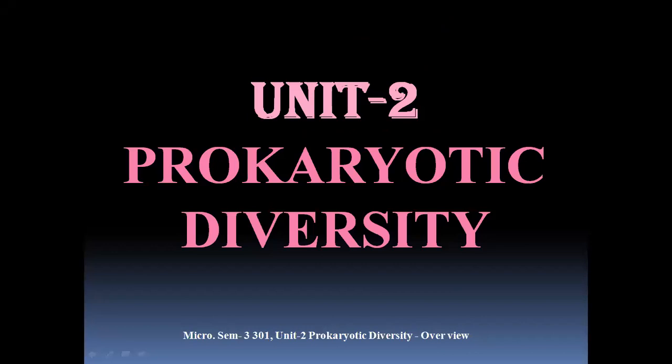Unit number 2 is Prokaryotic Diversity. Prokaryotic. There are two words, prokaryotes and eukaryotes. Now, what do you mean by word prokaryote? Pro means primitive and karyote means nucleus. So the organisms which are having very primitive type of nucleus, naturally they will not be having very well developed cell organelles. So these types of organisms are known as prokaryotes.